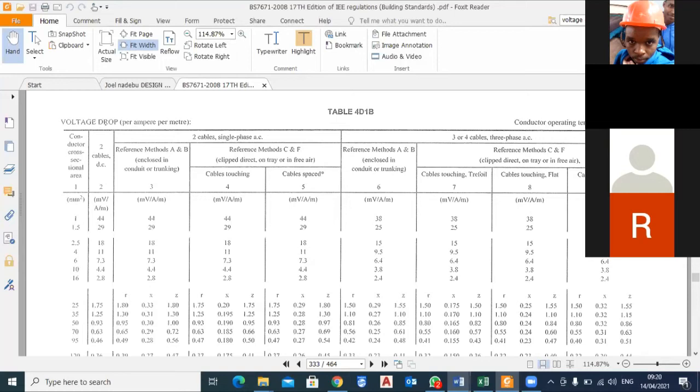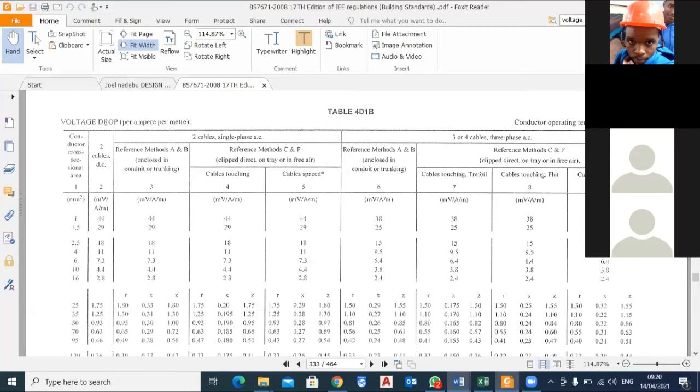Eh, 2.8. Tumesema? Tukua 2.8 multiplied by 45.87 multiplied by 20. Nakuja 2.5. 0.57. Okay, 2.5 volts. So those are the voltage drop that we are going to have.